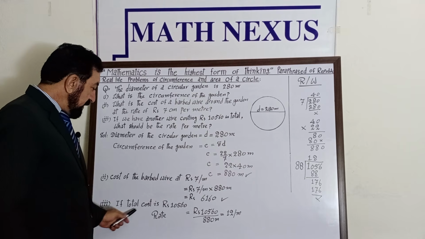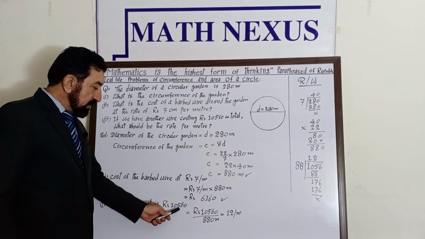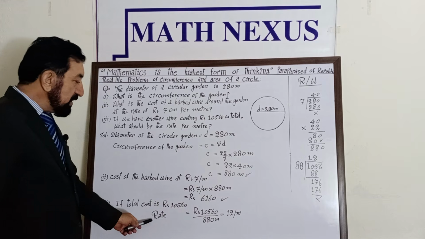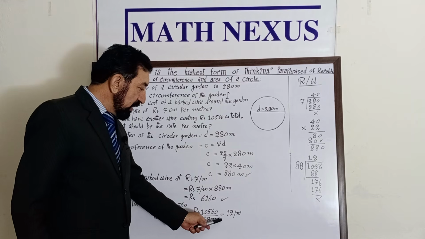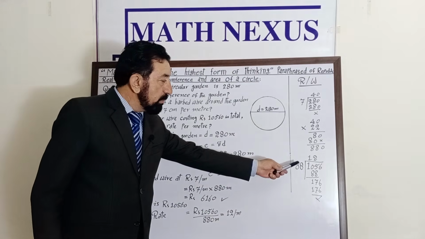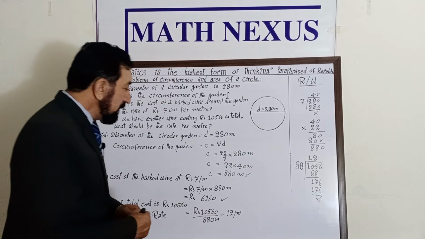Third, if the total cost is rupees 10,560, then what is the rate? 10,560 upon 880 meter, this is equal to 12 per meter.